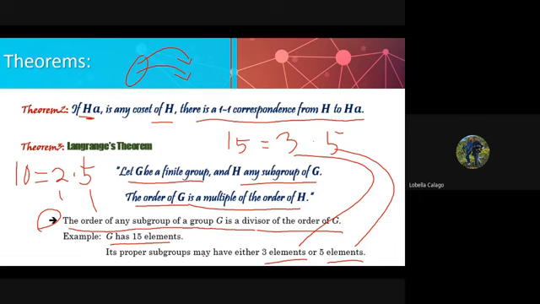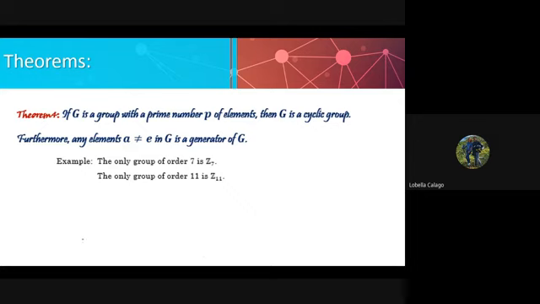Okay? So, next, theorem 4. Ang theorem 4 naman, if G is a group with a prime number P of elements, then G is a cyclic group. So we all know what is a prime number, no? Prime number, yung mga numbers that can only be divided by 1 and itself. So yun po yung prime number, okay? So cyclic, we already discussed this. What is a cyclic group? Okay. So furthermore, any element A which is not equal to E in G is a generator of G.